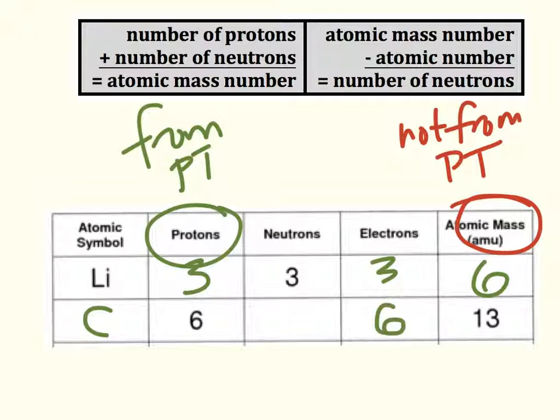Now all I have to do is find the neutrons. In order to find the number of neutrons, I need to take the atomic mass number and subtract the atomic number. So 13 subtract 6 is going to give us 7. And that's it. When you're doing these problems, you'll want your periodic table handy and also these formulas handy, either from your notes or written on the top of the page. Good luck!